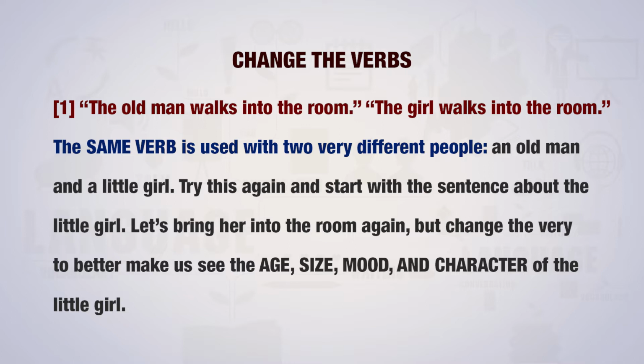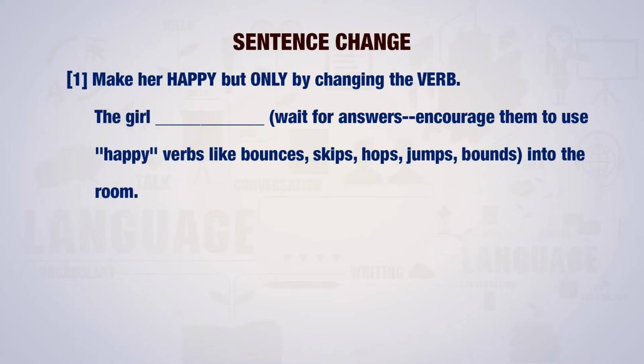So try changing the sentence, starting about the little girl. Bring her into the room again. But make the student see age, size, mood and character of this girl. If you make her happy, do it by only changing one verb. Ask them to use happy verbs like the girl bounces into the room, the girl skips into the room, the girl hops into the room.